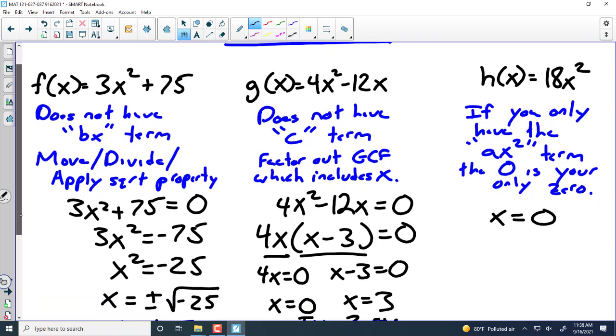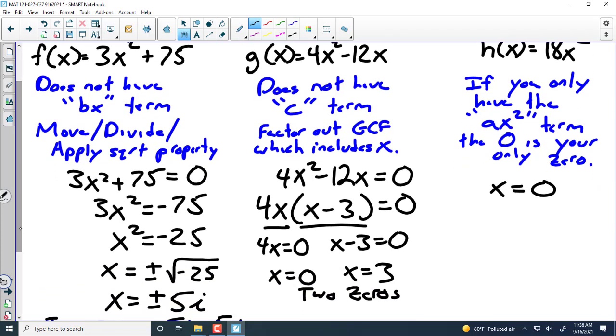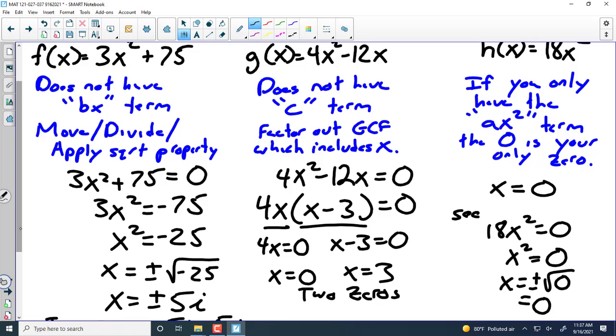How does that work? Well, it works like this. If you set that equal to 0, you divide both sides by 18, this goes away, and you apply the square root property, you just get plus or minus the square root of 0, which is just 0. So finding the zero of a quadratic is very possible. You just have to be aware they come in different forms. And if you start moving things over to the other side with this one, you're going to get messed up.